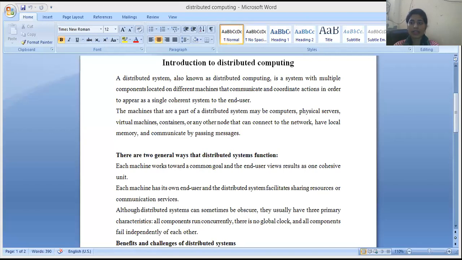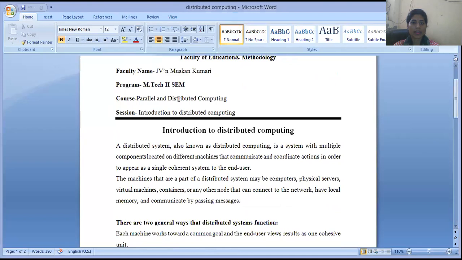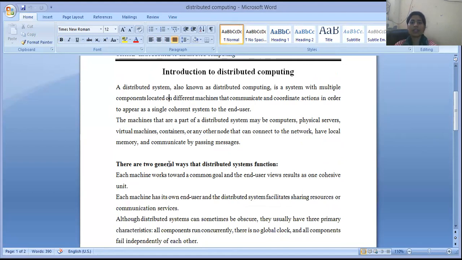Now I want to share the Word file which is created by me to make it easy for you to understand. Just wait for one minute, I am sharing that. Here you can see the program is the second semester, the course name is parallel and distributed computing, and the session name is introduction to distributed computing.